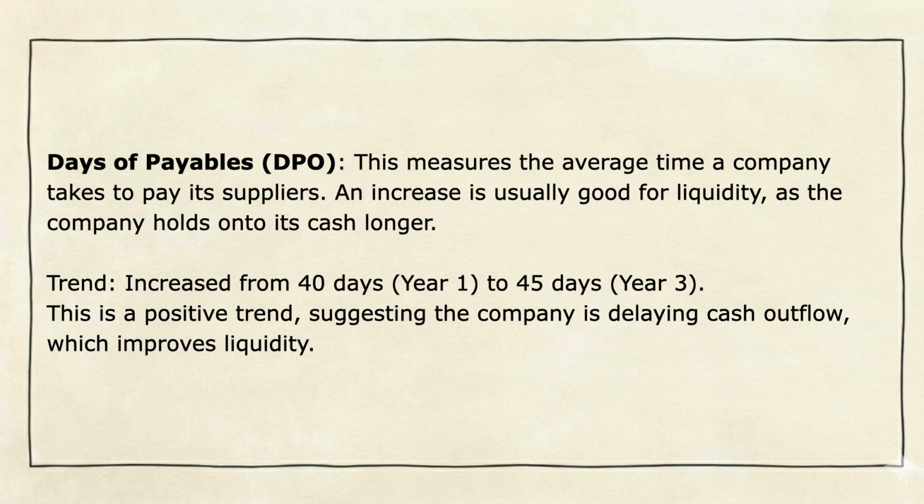Definition of DPO. Measures the average time a company takes to pay its suppliers. Impact of DPO on liquidity. An increase in DPO is generally positive for liquidity as it indicates the company is holding onto its cash for a longer period. DPO trend. Increase from 40 days to 45 days, suggesting improved liquidity due to delayed cash outflow.